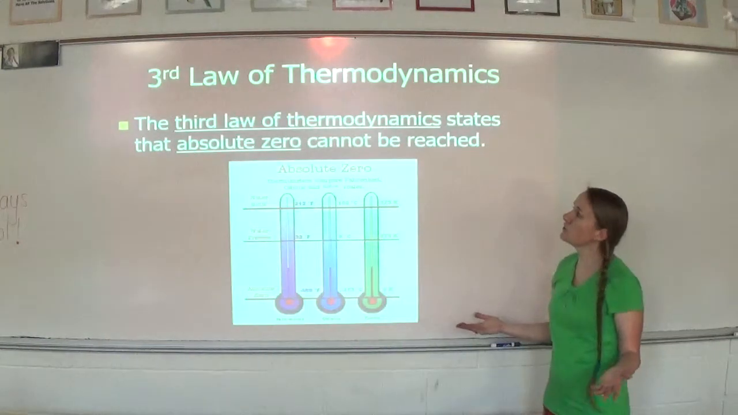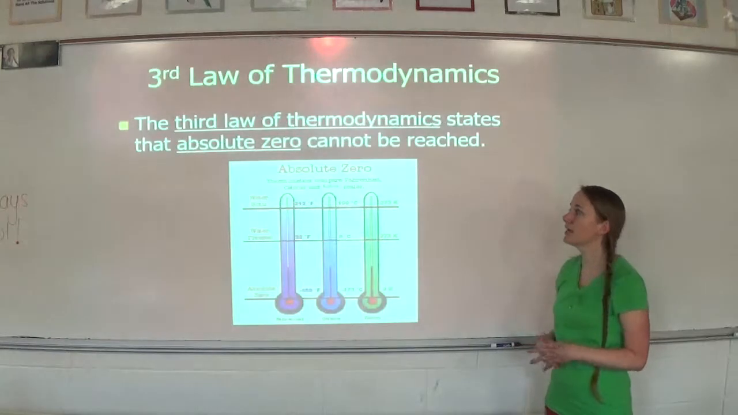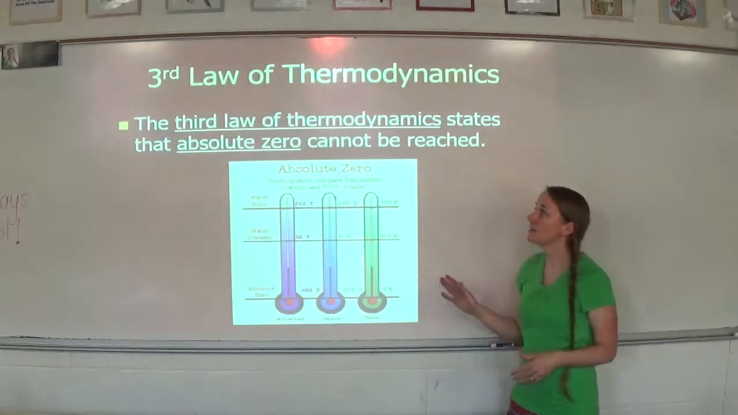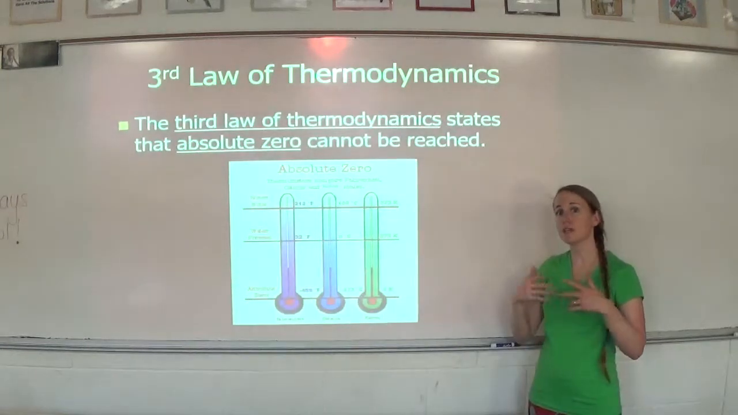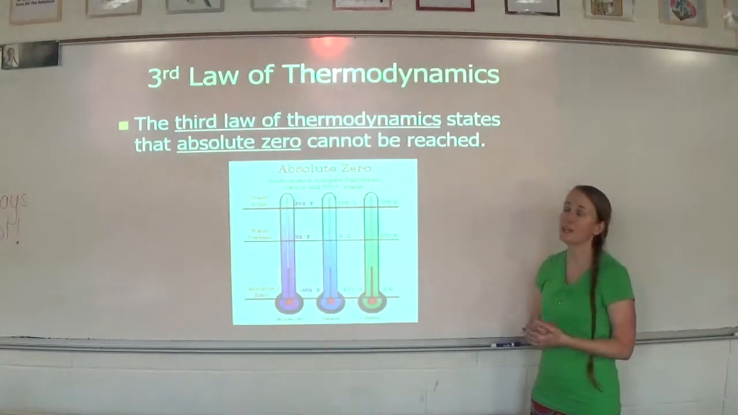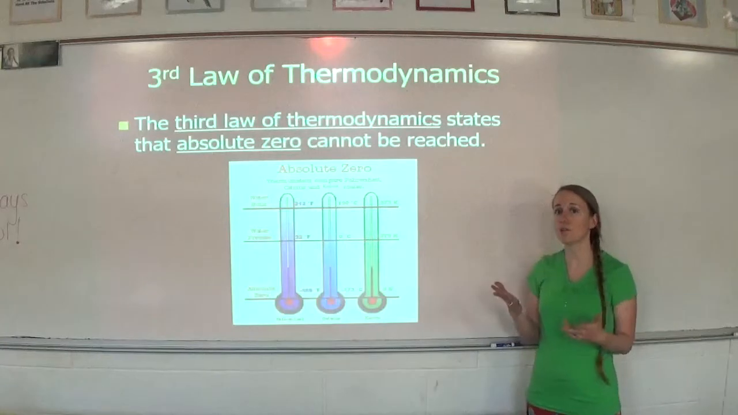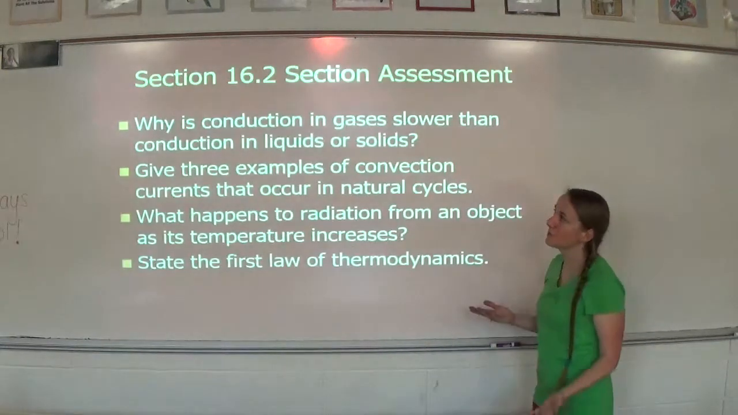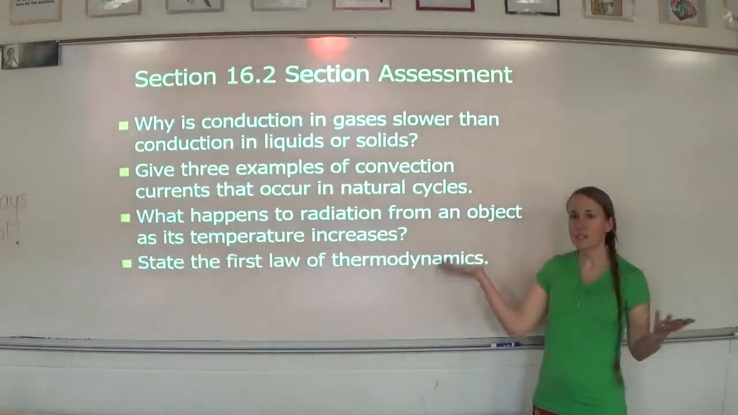And the third law of thermodynamics states that absolute zero cannot be reached. So absolute zero is 0 on the Kelvin scale, and that is when particles theoretically stop moving. We cannot reach absolute zero because we cannot get to where the particles stop moving all the way. We can get close, but we're not going to make it all the way there. Alright, and then section assessment.